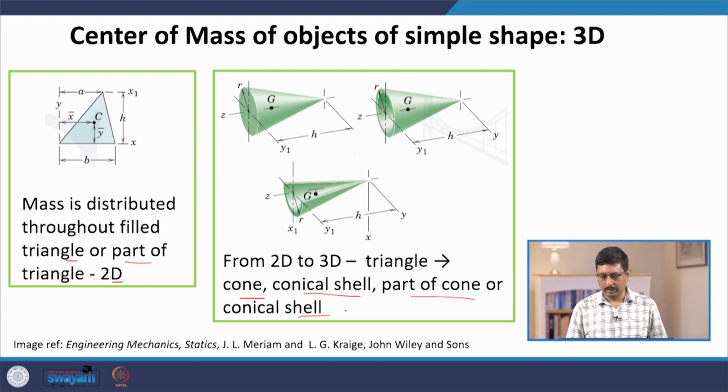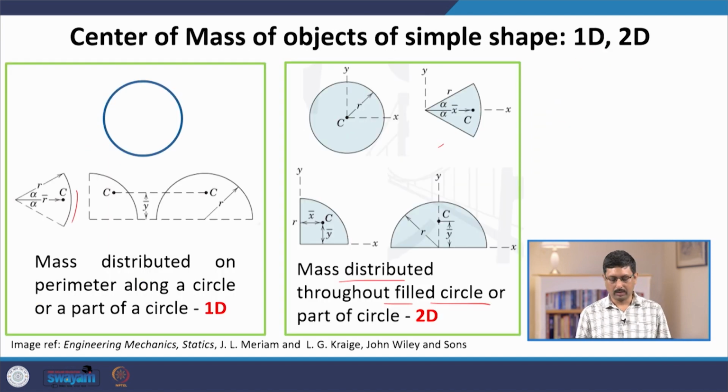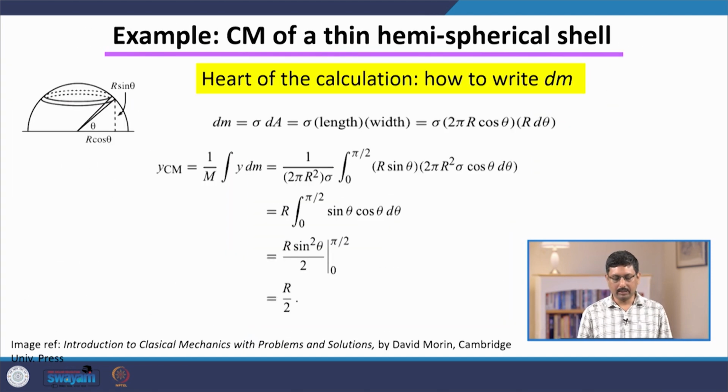part of a cone, etc. So, these are the various kinds of common shapes for which the problem is, given these objects of different shapes, these are some examples of the shapes, to find the center of mass. Now, I will take an example to give you an idea of how to find the center of mass.